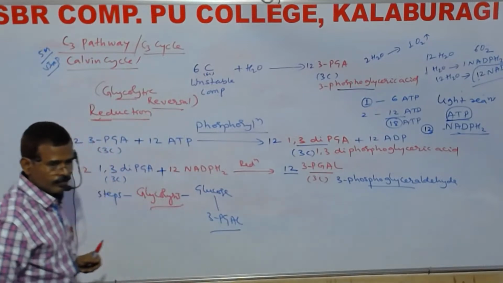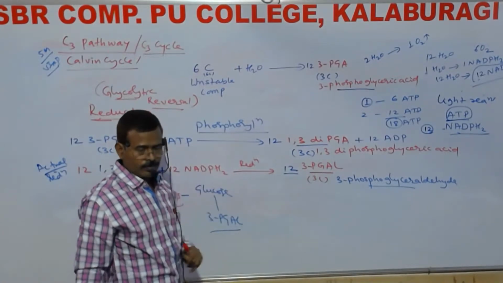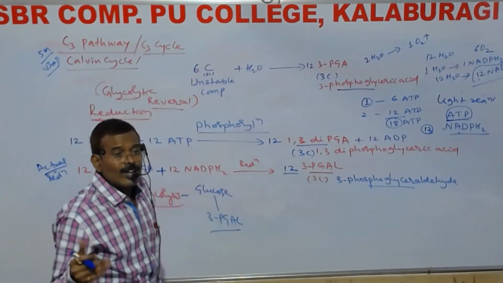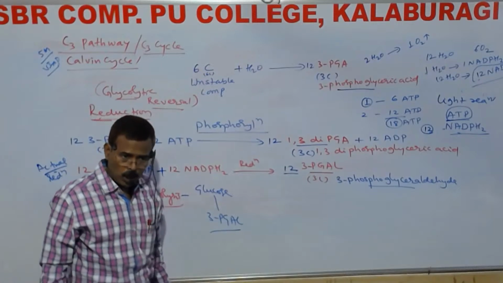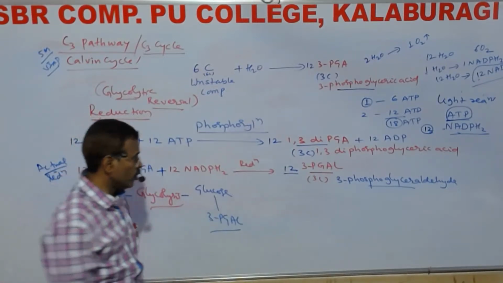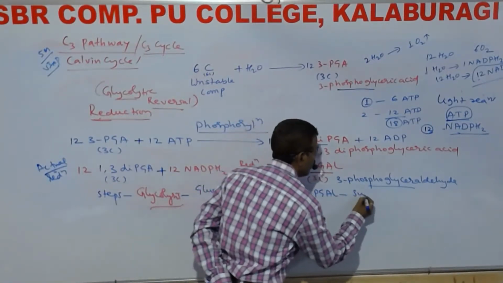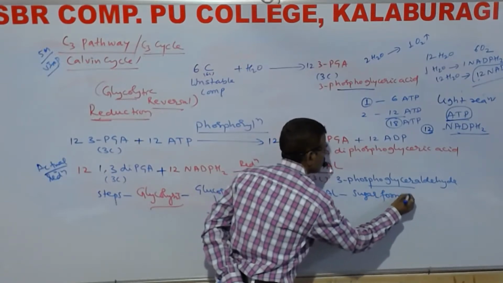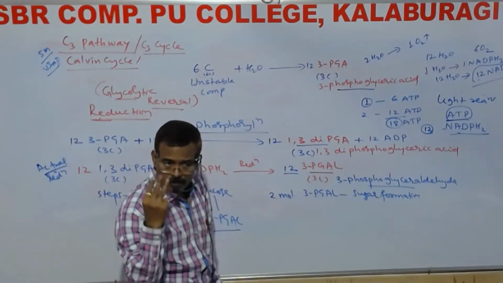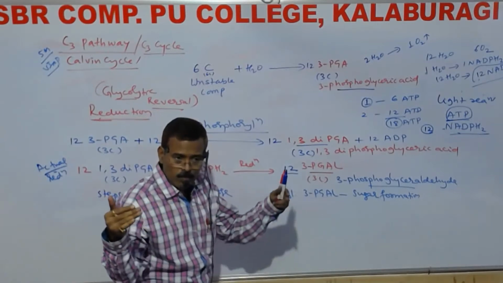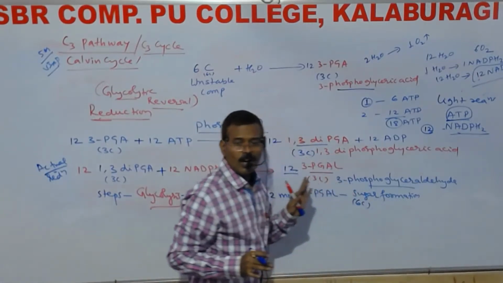So we got 12 molecules of 3-phosphoglyceraldehyde. Now, these molecules will take part in sugar formation. Out of the 12 molecules, 2 molecules of 3-PGAL are involved in sugar formation. See, 2 molecules of PGAL, how many carbon compound? 3-carbon compound. 2 molecules of 3 carbon, fused, means what is formed? 6 carbon. That is sugar.